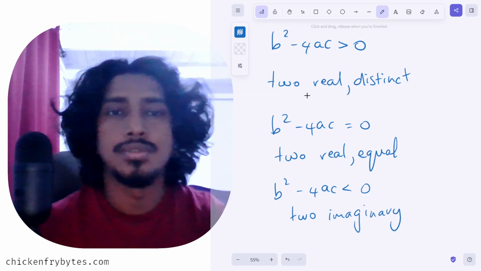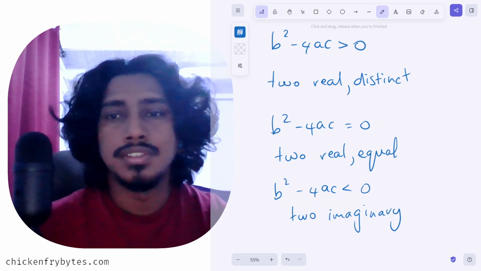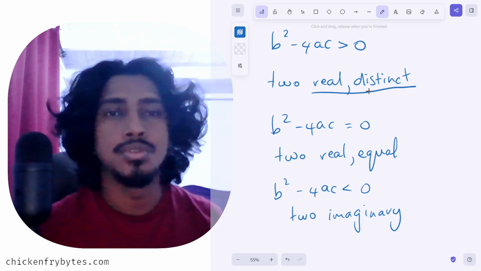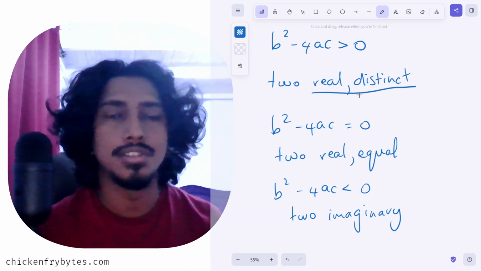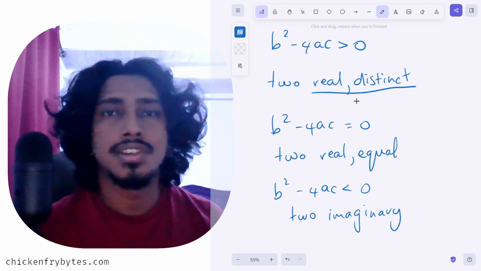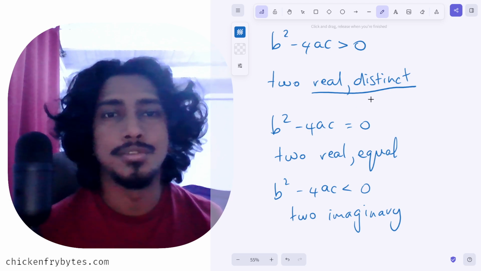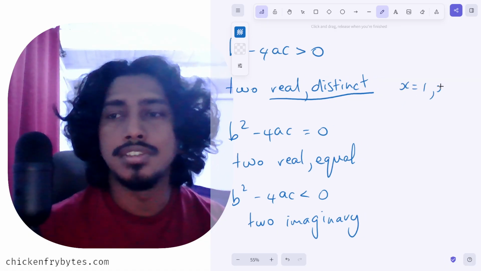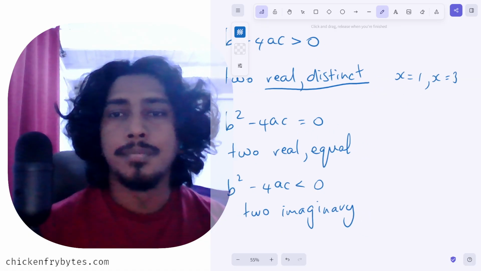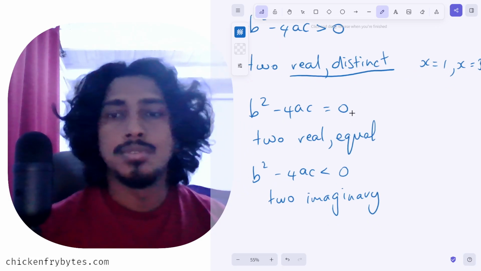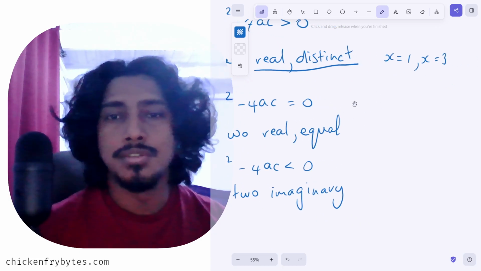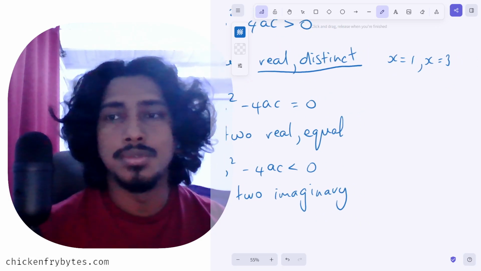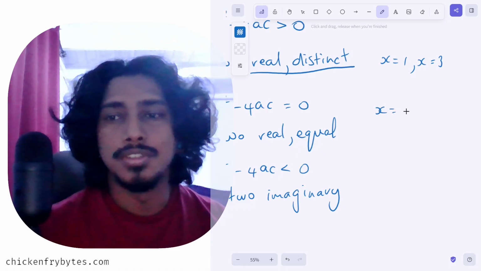And so when we say real and distinct, this means that the two roots, which are the x-intercepts, basically where the quadratic cuts the x-axis, will have two different values. So for example, you might have x is equal to 1 and x is equal to 3. Whereas for b squared minus 4ac equal to 0, you can have two equal ones. So you'll have x is equal to 4 and x is equal to 4.